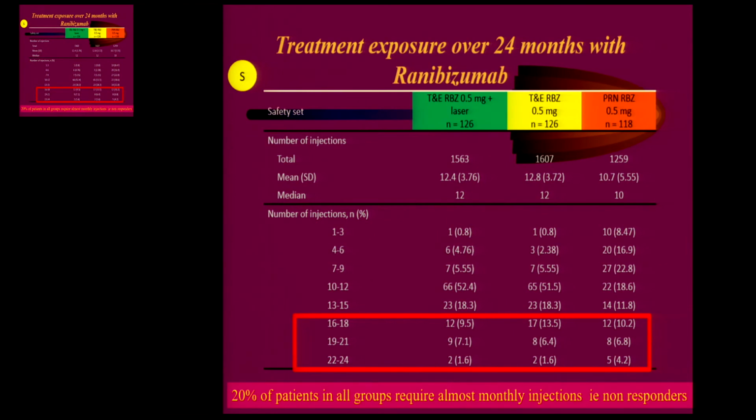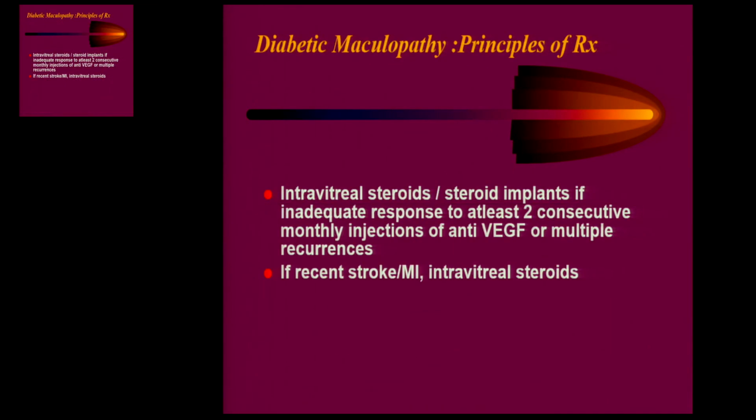However, 20% of patients who are on anti-VEGF treatment will not respond. They will require monthly treatment for even 2 years. This is the RESTORE study. And now what do you do? Would you go on and on and on? Well, actually, this is where the issue comes of the role of steroids. In patients who are non-responders, intravitreal steroids or steroid implants are definitely indicated.